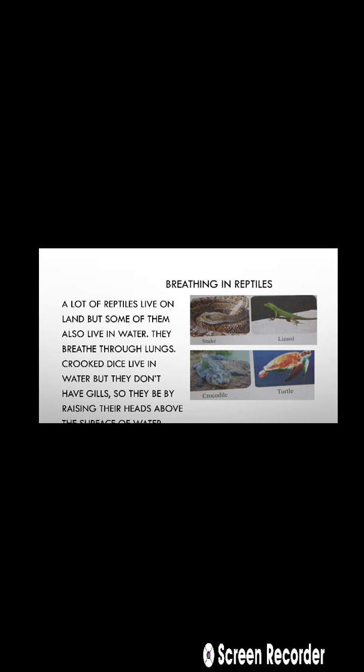Now the next one is breathing in reptiles. A lot of reptiles live on land, but some also live in water. Reptiles have lungs which help them to breathe. Crocodiles live in water, but they also have lungs. They breathe through lungs. They come to the surface of the water for breathing. So all reptiles breathe through their lungs.